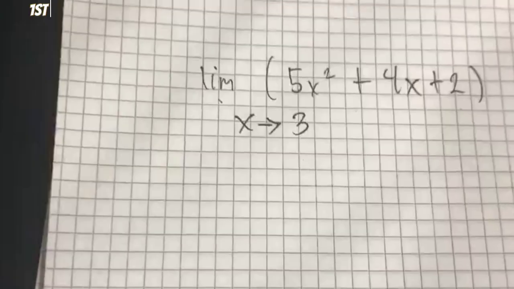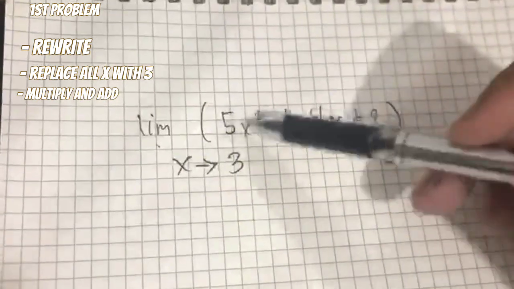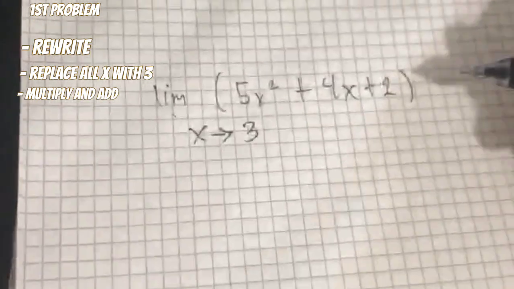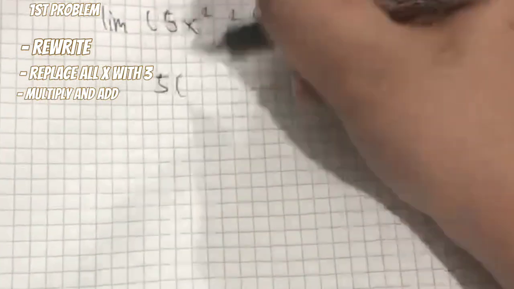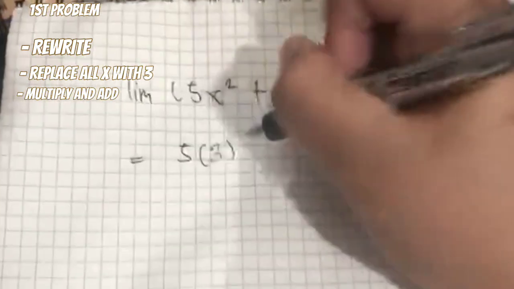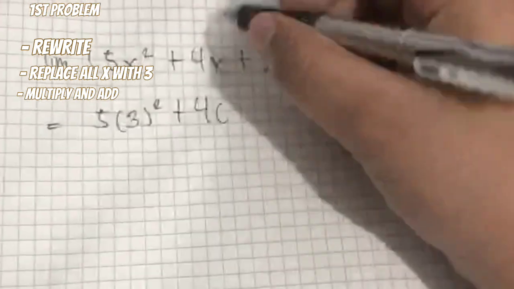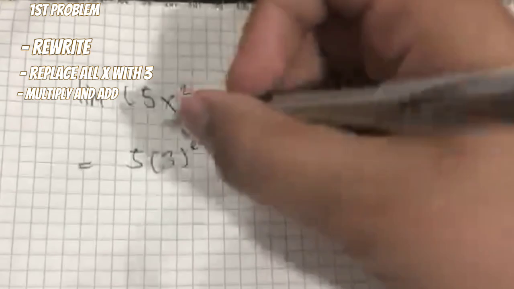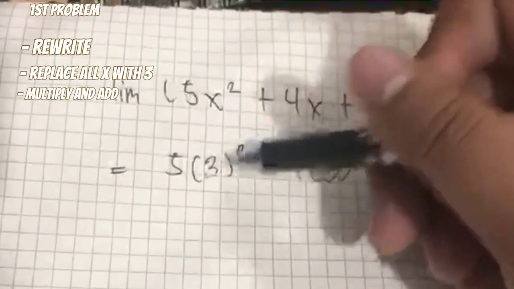For example, for the first problem, we have the limit of 5x squared plus 4x plus 2 as x approaches 3. So let's solve this. First, we need to replace all x with 3. So 5, open parenthesis, replace the x with 3, close parenthesis squared, plus 4, open parenthesis, replace the x with 3, close parenthesis, plus 2, and then we're going to solve this one.